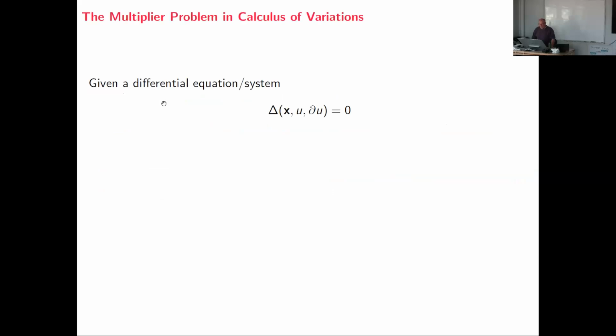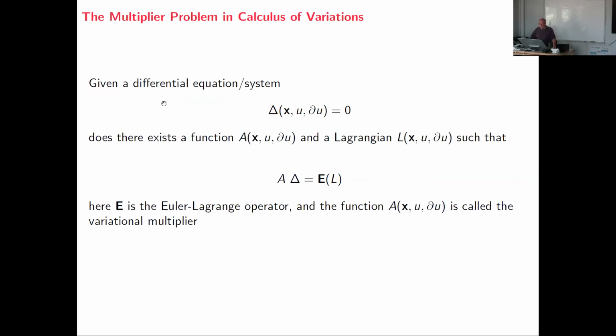But anyways, here's where it started for me. This goes back to when I first got to Logan, and it goes to the multiplier problem. Starting with a system of differential equations, or scalar, it doesn't matter, can you multiply that system by some function and get it to be identically equal to an Euler-Lagrange expression for some Lagrangian? Here, this bold E is just the Euler-Lagrange expression. That's the question, and it goes back quite a long way. A here is often called the multiplier, and it goes back to at least Helmholtz, probably longer than that. I'm not 100% sure.